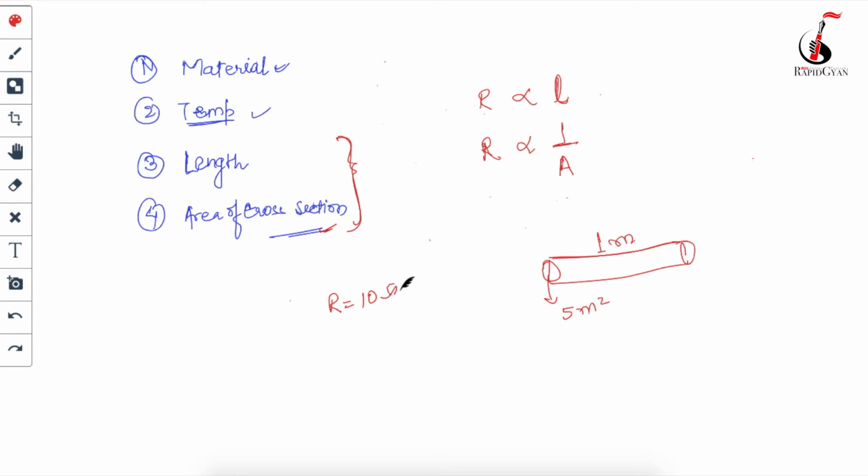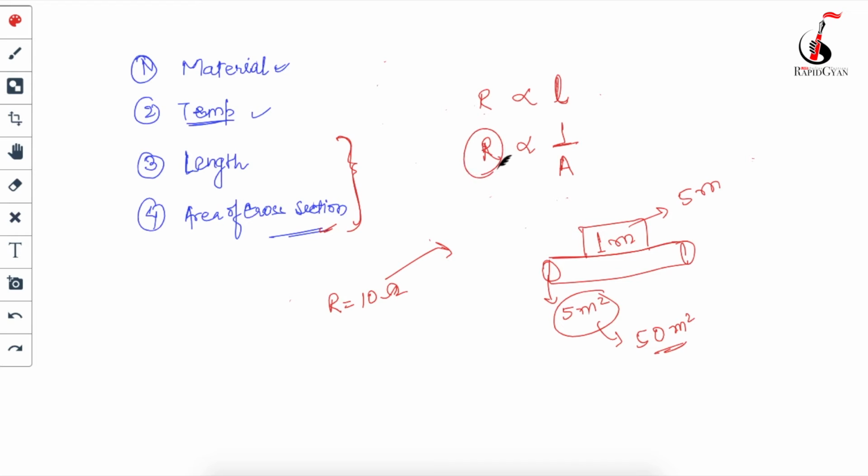So what will happen if I increase the length, suppose I have increased the length from 1 meter to 5 meter? Resistance will also increase from 10 ohm to some value. I will explain how to get that value. But at the same time, if I increase the area of cross section from 5 meter square, with the length remaining 1 meter only, to suppose 50 meter square, so at this time what will happen, beta? In this case your resistance will be reduced.